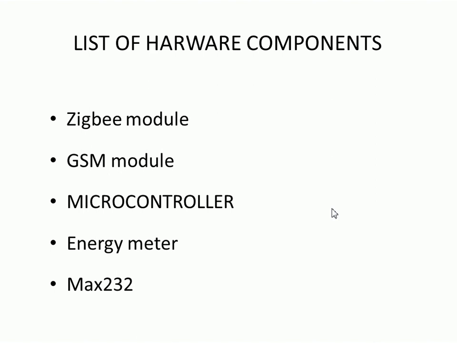The microcontroller will act as a mediator between the Zigbee module and the energy meter. The energy meter is used to convert the readings between the Zigbee module and the system.